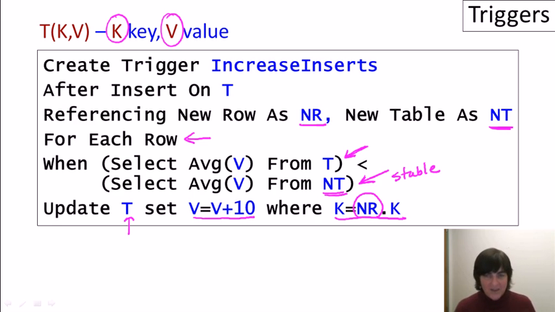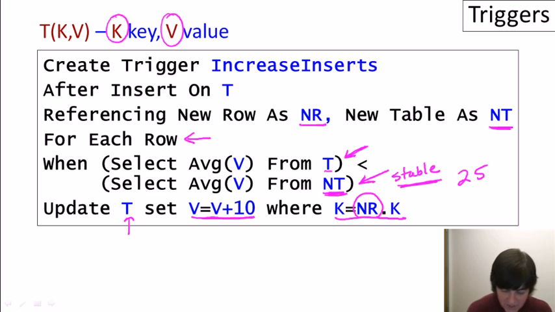Okay, this is really, really tricky. I'm trying to demonstrate a bunch of things here. So let's back off and think again for a minute about what happened. We inserted a whole bunch of tuples. After we inserted those tuples, we first determine what the average value is of the inserted tuples. That's this average value here. Let's say it's 25. Then, for each inserted tuple, we check: is the current average in T less than 25? If it is, we're going to update that tuple that was inserted to be 10 greater, and that's going to be the end of that activation.